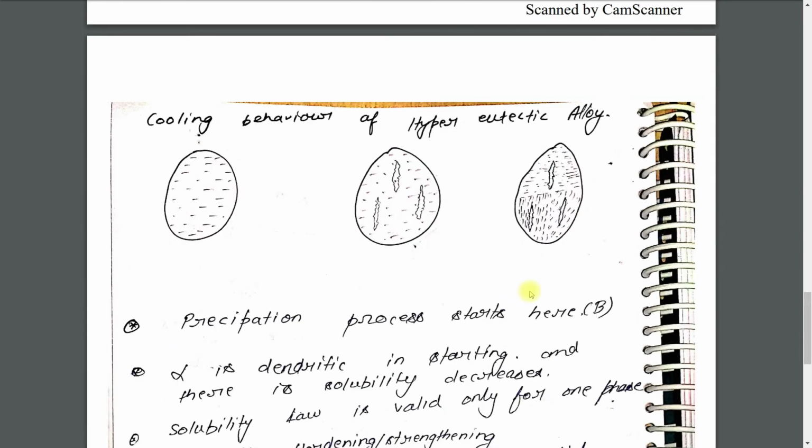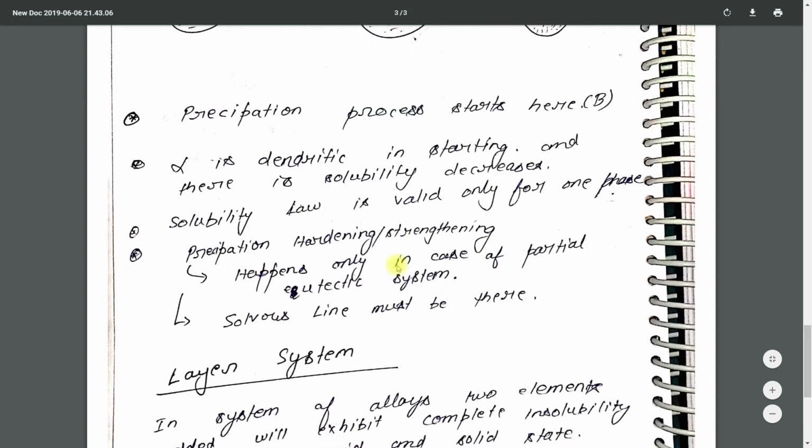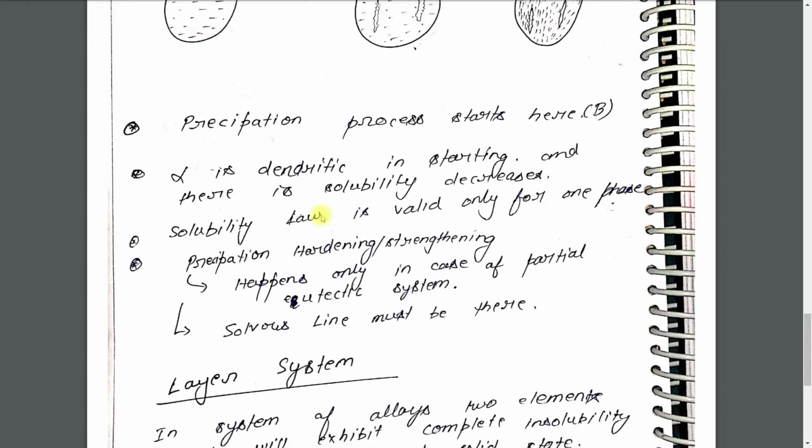कूलिंग बिहेवियर ऑफ हाइपर यूटेक्टिक पॉइंट. तो हाइपर यूटेक्टिक में क्या होगा, बीटा की डेंड्राइट्स बनेंगे और A अल्फा जो होगा उसके बीच बीच में पाया जाएगा. Same, you can draw this diagram yourself. Okay, and the significance of this diagram.